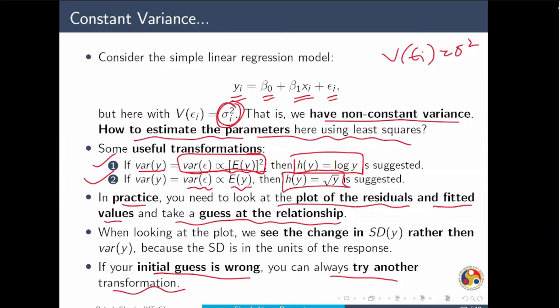And look at that, we are changing SD of y because we are talking about the SD in the same unit as the response. So whenever you do something, always think about what the unit is. If you are comparing the response versus something else, then you should have the same unit for both variables.